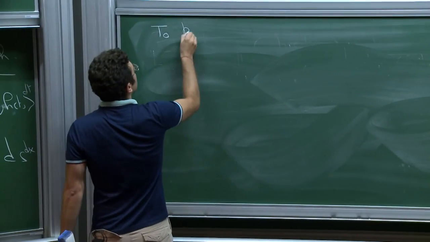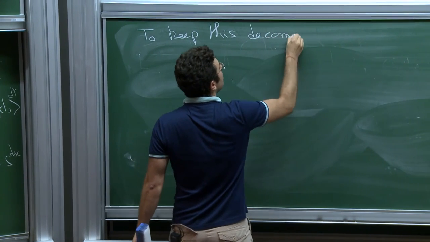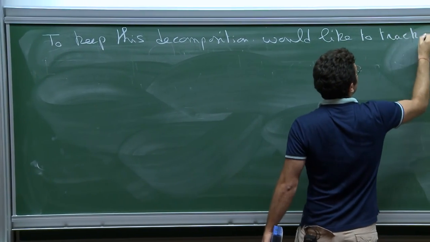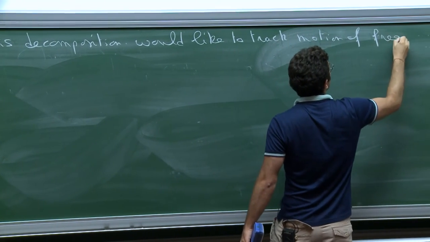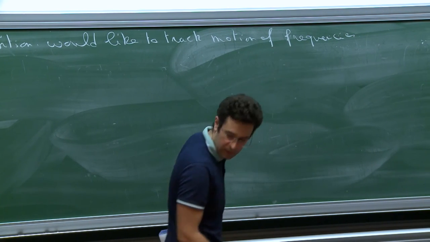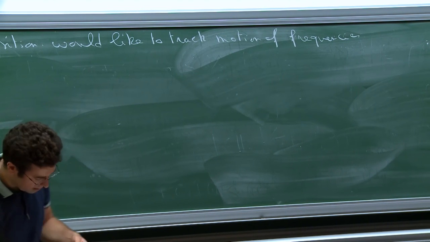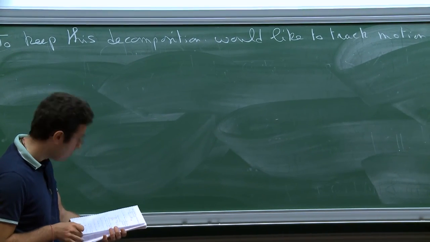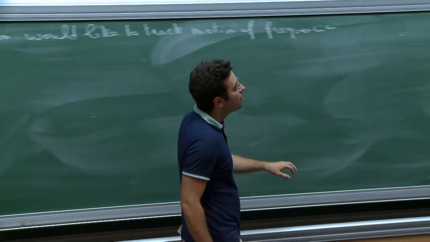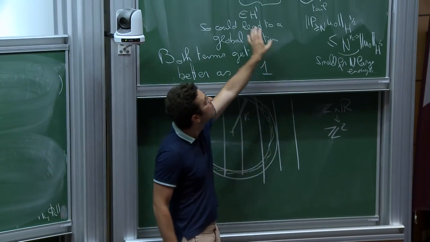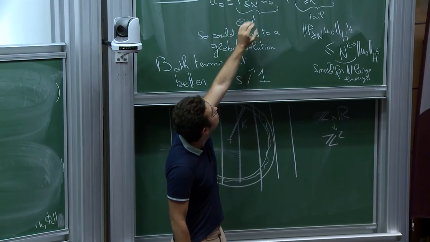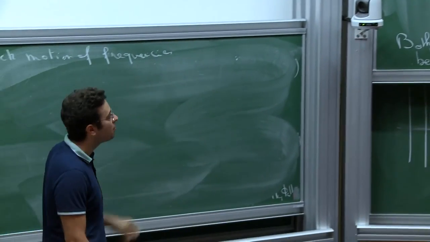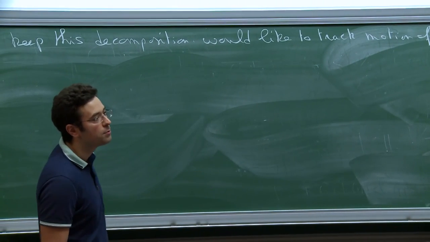So to keep this decomposition, we would like to track the motion of frequencies. And this is where you have to play a bit. And so I think this kind of discussion was first proposed by Bourgain when he could really prove that you can make sense of this in a very strong sense, in the sense that you evolve this part nonlinearly, you evolve this part linearly, and then you can always keep some form of this decomposition, provided s is large enough. So s is close enough to 1.